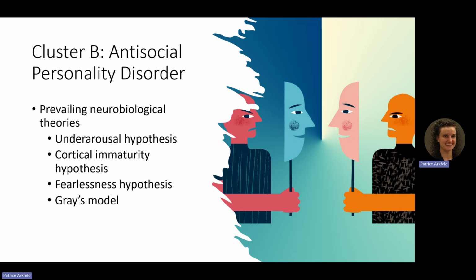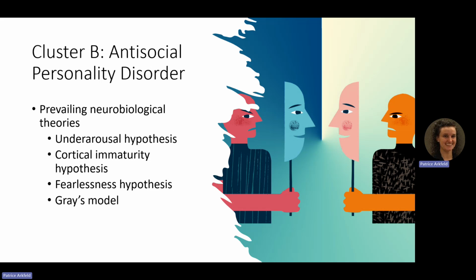So inhibition being like, I think I should stop and think about what I'm going to do before I do it. In Gray's model, we say that there are many more reward signals than there are inhibition signals, which is why these folks engage in so many more risky behaviors, or behaviors that harm other people to that person's benefit, because they don't have enough inhibition signals to outweigh the reward signals.